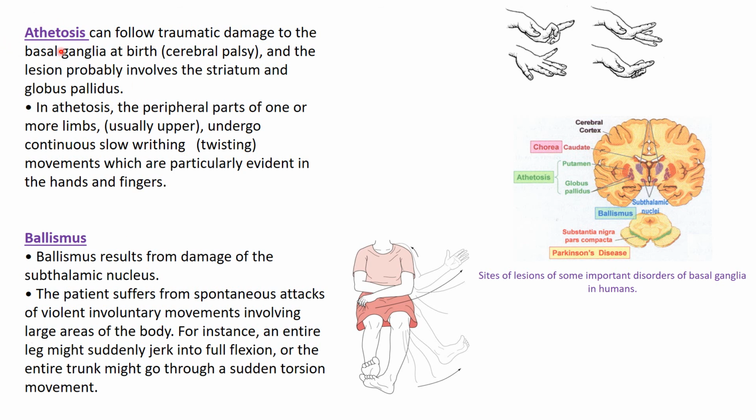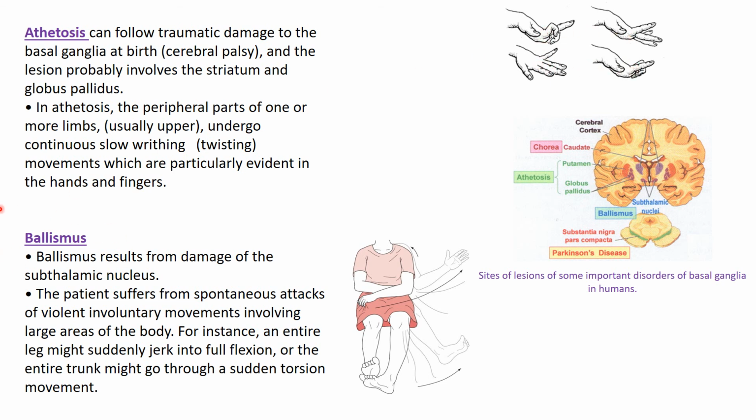The next lesion is athetosis, which is usually caused by extensive damage of the basal ganglia involving the striatum and the globus pallidus. It is characterized by slow twisting movements affecting the hands and fingers.